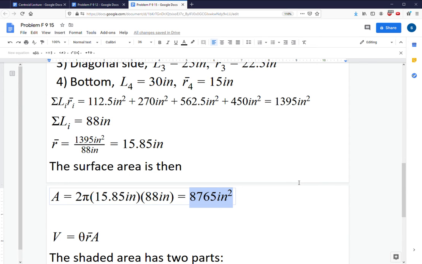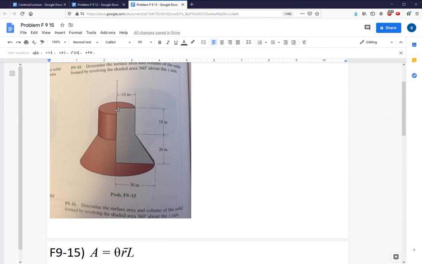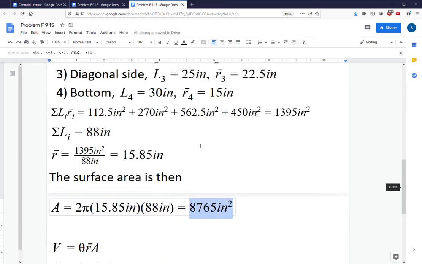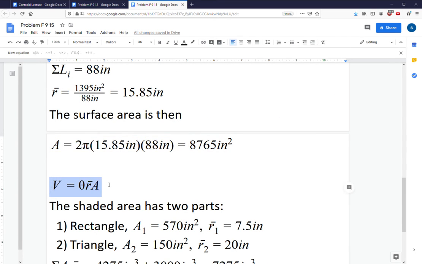Second part, what is the volume of this shape? We have a similar formula for volume. Volume is equal to theta times r bar times A. Theta is again the angle of rotation, which again must be in radians, so again 2 pi. R bar we can find using our weighted averages again.